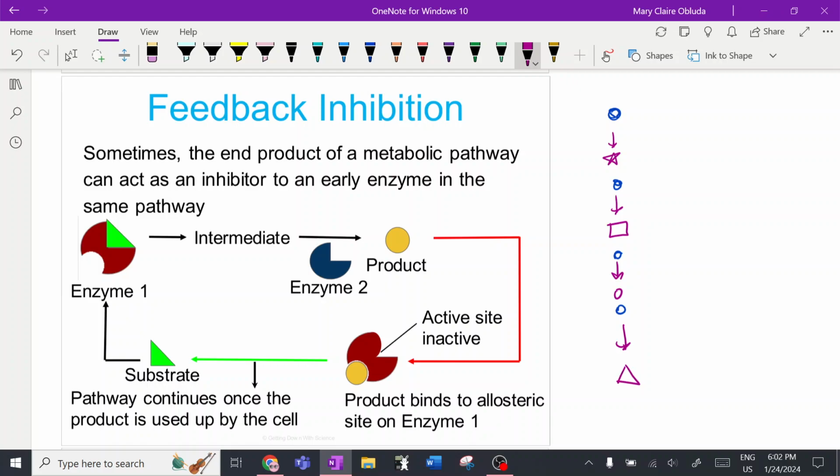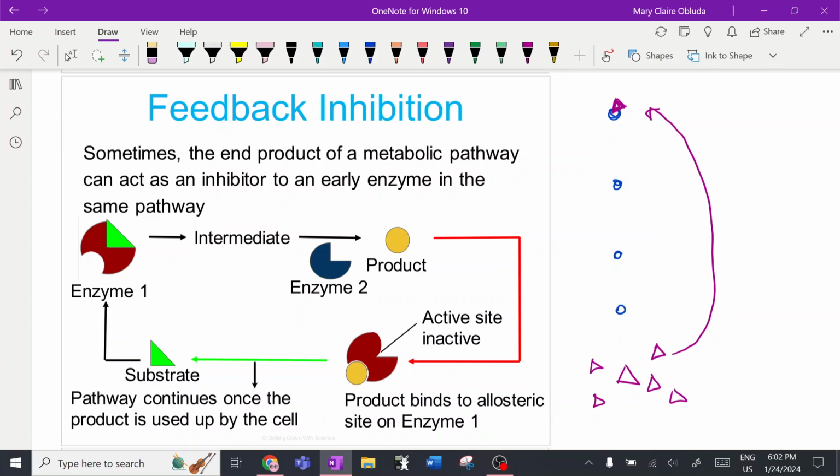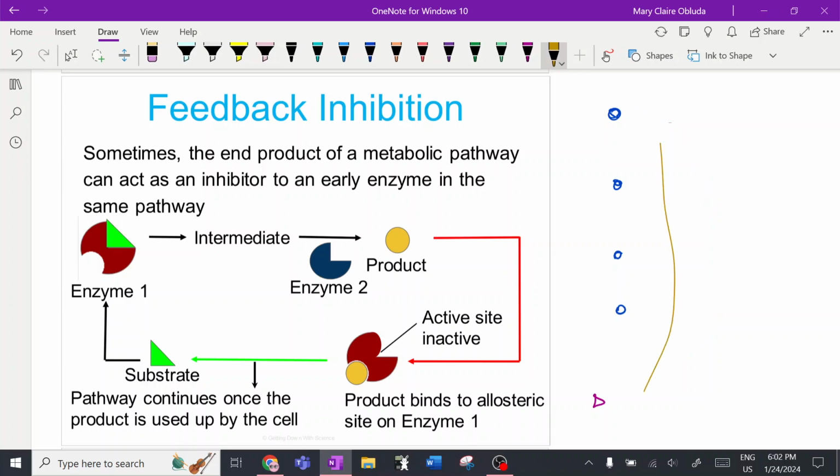Okay, so the body is saying, okay, I've got a lot of triangles. This pathway has been working overtime. It is going to send one of these triangles back to the very first enzyme, and it's going to bond to it and inhibit the beginning of the pathway from starting. So now this enzyme is no longer going to make the stars. This enzyme does not have any stars to make the squares. This one doesn't have the squares to make the circles. So it's going to stop this whole pathway from functioning until these triangles have been used up by the cell, and then this triangle is going to be removed and it can start making stars again.